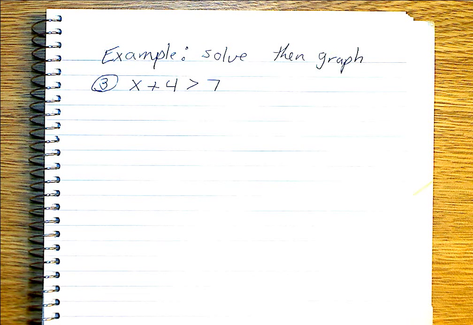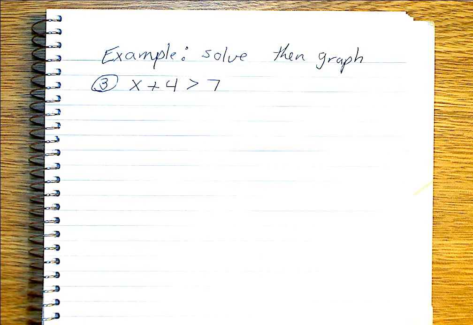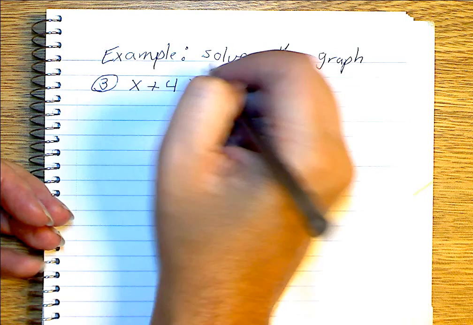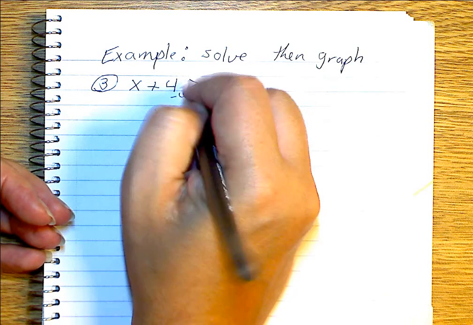Alright, so just like before, our first step, class, is to isolate the variable. But how are we doing that? What are we going to do? Subtracting 4, right? So I have x is greater than 3.